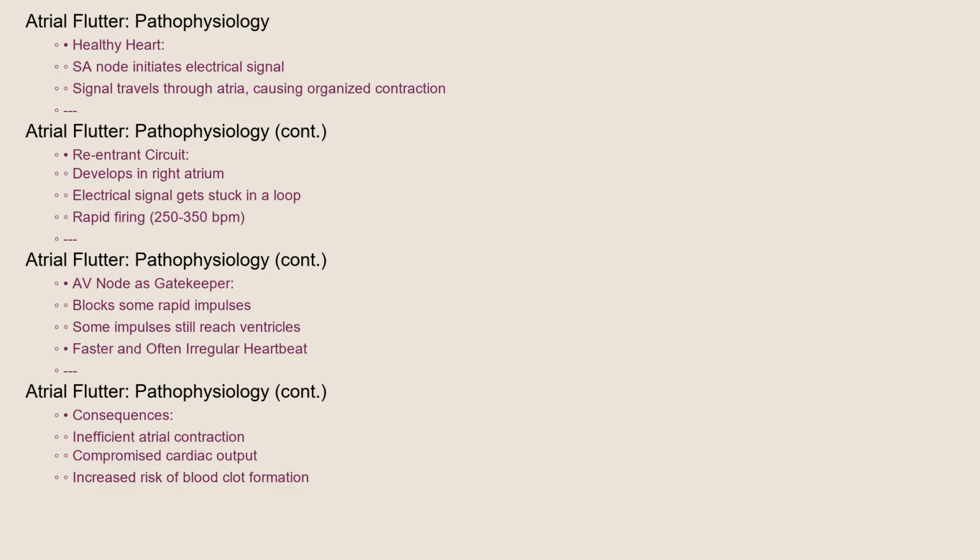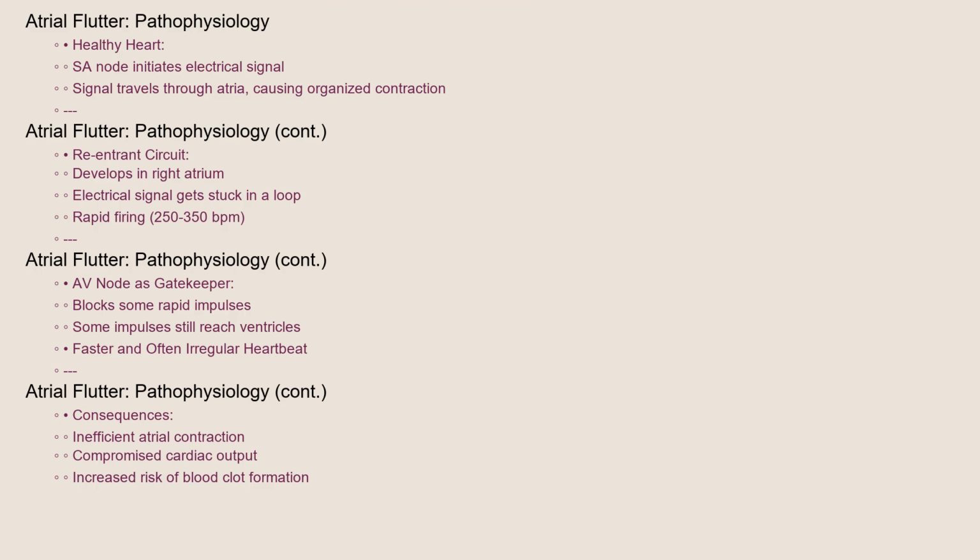Now, let's understand the pathophysiology. In a healthy heart, electrical signals originate in the sinoatrial or SA node and travel through the atria in an organized way, causing them to contract efficiently. In atrial flutter, however, a reentrant circuit, typically located in the right atrium, develops. This means the electrical signal gets stuck in a loop, rapidly firing and causing the atria to contract at an incredibly fast rate, often between 250 and 350 beats per minute.